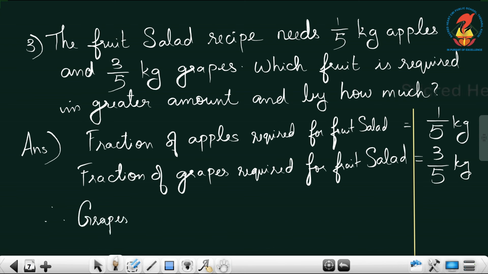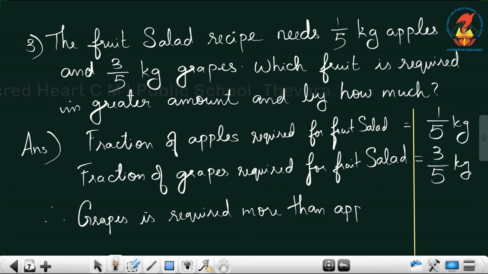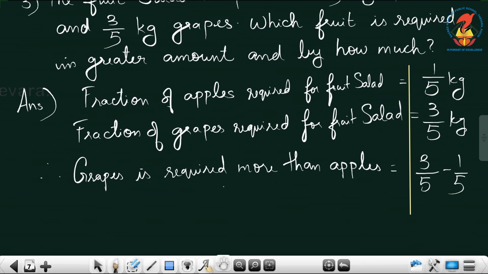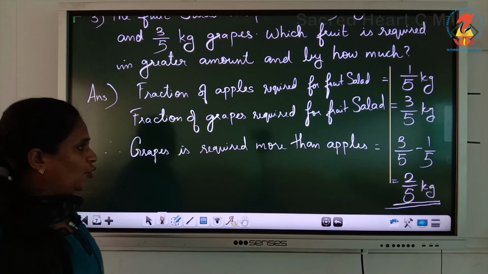Grapes is required more than apples. So how much more? You need to subtract and see. 3 by 5 minus 1 by 5. Yes, 3 minus 1 you get 2. So the answer is 2 by 5 kilograms of grapes is required more than apples. Okay, I hope it's clear for you.